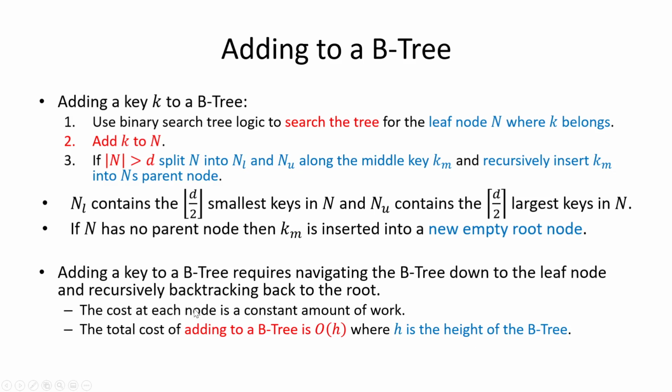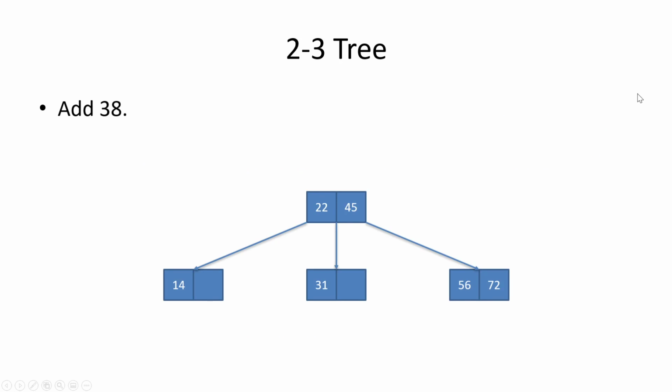Okay, so this is again how we add. Let's take a look at some examples of adding. Let's start with the simple case. Let's add 38. 38 is going to require a search. So we'll start here and search. We see 38 belongs between these two, so we'll find this node. This node is a leaf, so we will add the 38 in, and boom, we do. There's no split needed because there was room there.